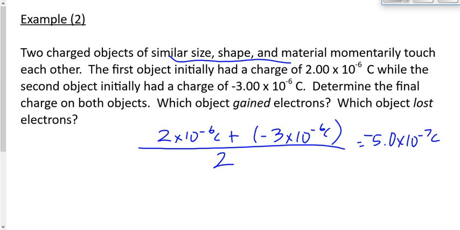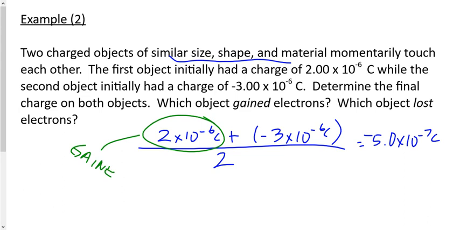Which object gained electrons? Which one gained electrons? Well, listen, they both became negative 5 times 10 to the minus 7. This one was positive. Did it gain or lose? No, it gained. It was positive. If you're positive, how do you become negative? You gain negatives. So this one gained electrons. I use that symbol a lot for electrons, by the way.